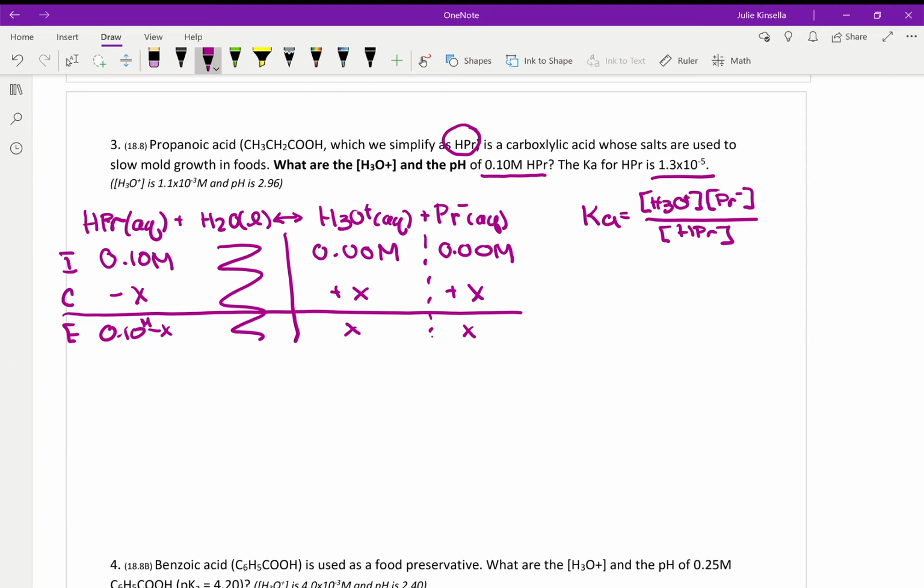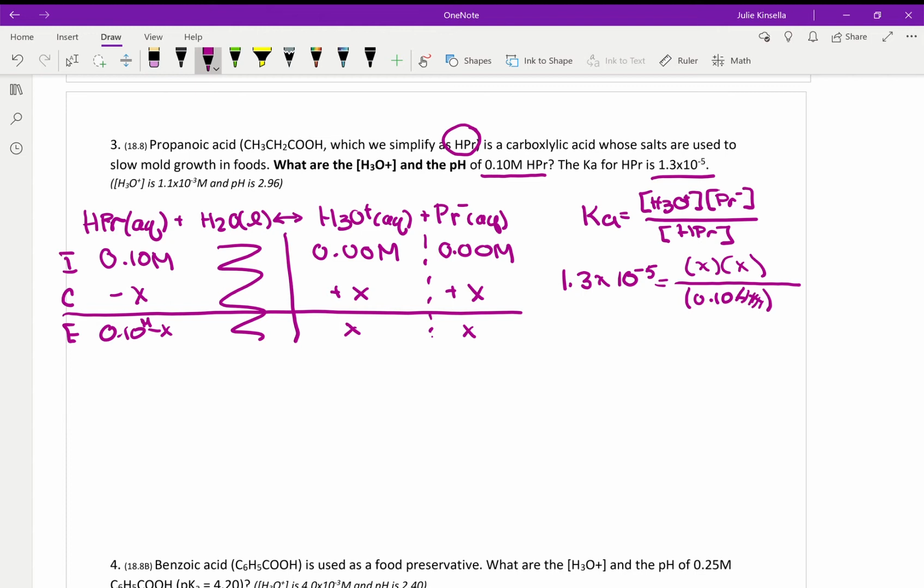So when we do this, we're going to have our 1.3 times 10 to the negative 5, we have our X times X, and then here we're going to have our 0.10 minus X. Just like we talked about in our previous video, for that change in X, we're going to make an assumption that it's going to be much smaller than, less than 5% of, our initial concentration. So we're going to make an assumption here to simplify it, which we'll check at the end. And then we can go ahead and solve for X here.